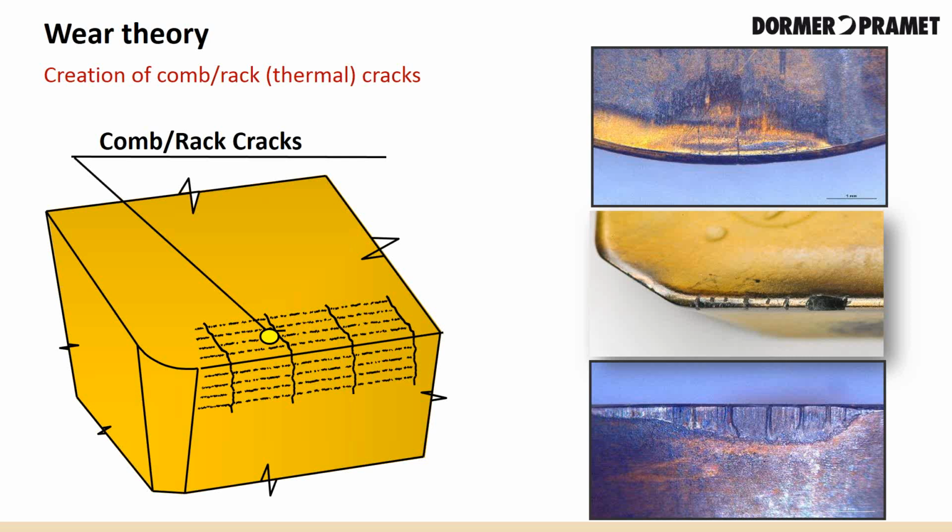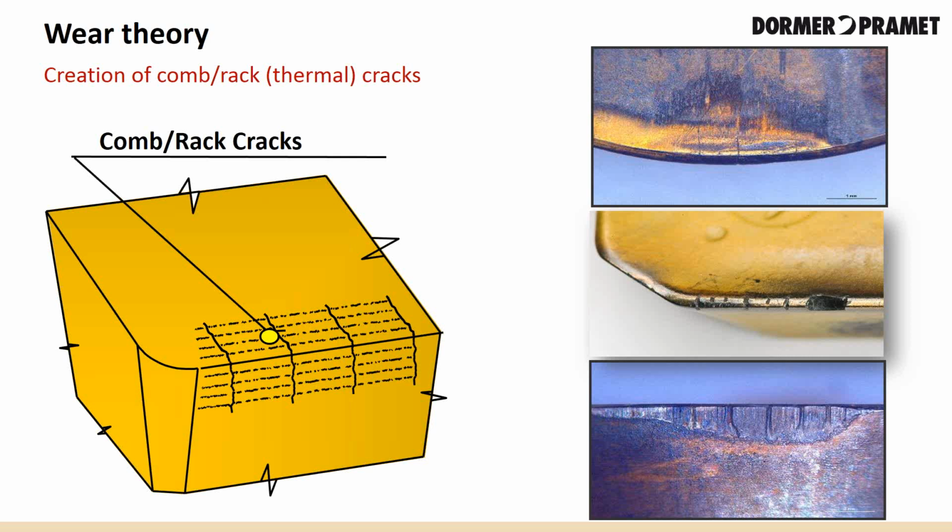Comb cracks or thermal cracks. These are cracks perpendicular to the cutting edge caused by abrupt changes in temperature, hot to cold, cold to hot. This happens naturally in milling. You can get the same type of wear in turning if the part is out of round, has an open area, pre-drilled holes, a slot, or even a spline.